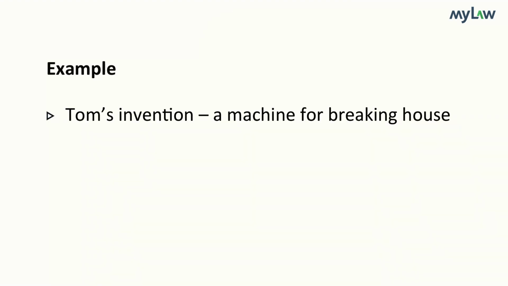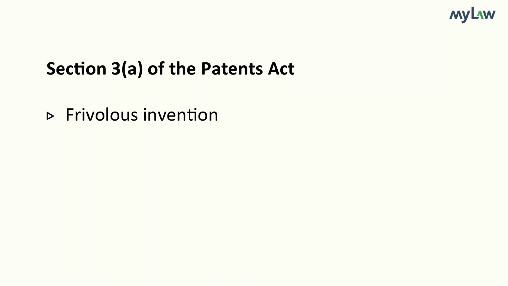Let's consider another example for Section 3A. Tom invents a machine that can be used for breaking a house. Such a machine will be treated as a frivolous invention and denied patentability under this section.